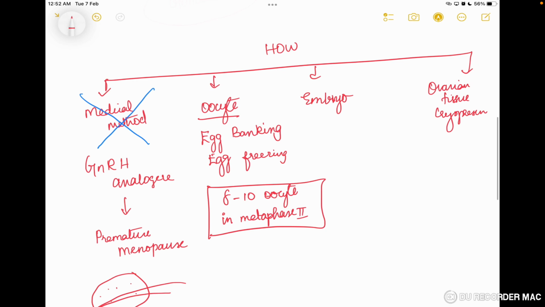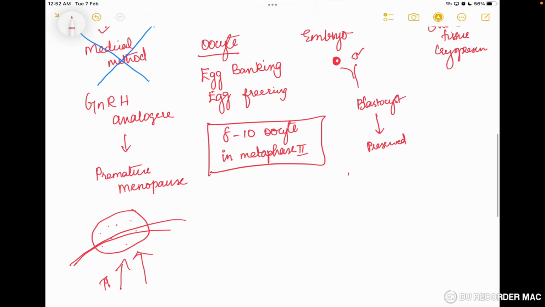Third is embryo transfer. Embryo transfer is where the oocyte of the mother and the spermatocyte of the partner or from the donor is taken and we form the blastocyst and we implant it. Blastocyst is preserved. So the problem with this method is it has two steps. One is oocyte retrieval. That takes some 10 to 15 minutes. We have to go for stimulation and all. And the second one is quality embryo formation.